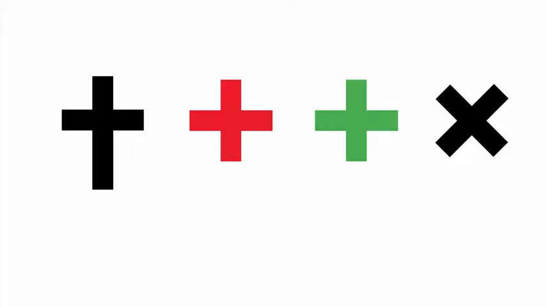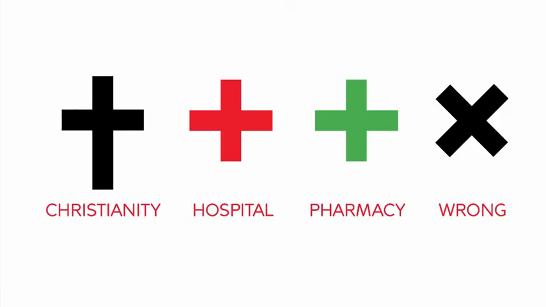If we read from left to right, they would read as being about Christianity, the red cross perhaps representing a hospital, the green cross a pharmacy, and the black X representing something being wrong. What this demonstrates is that even with very, very simple forms and very rudimentary tools, the designer has an incredible control over the meaning of something, over the meaning of an image or a mark. So graphic elements can be really, really powerful, even in their simplest forms.